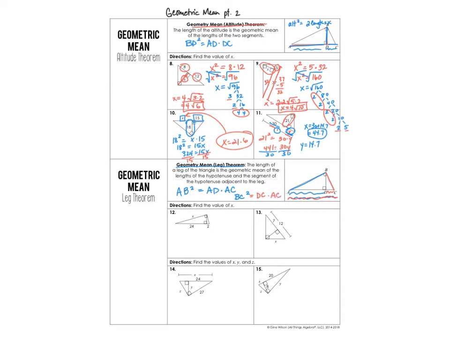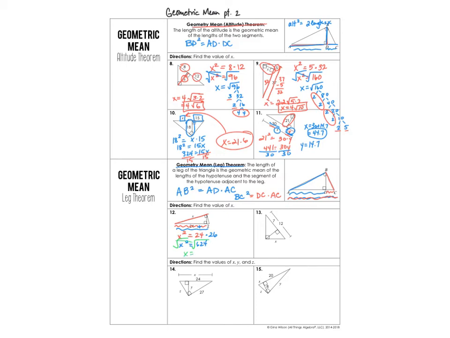Okay, so let's look at number 12. We are trying to find this side length. Okay, so since that's what we're trying to find, we're going to square it because we're finding the geometric mean, and then we're going to set it equal to 24 times the whole thing, which is 26, because 24 plus 2. Okay, so be careful there. So x squared equals 24 times 26, which is 624.